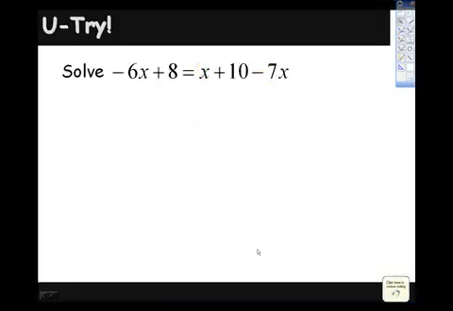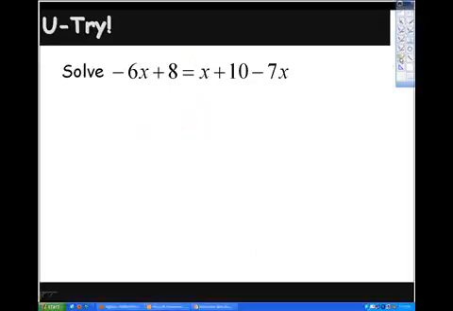Go ahead and try this one. Okay, again we have x's on the same side, so we're just going to combine like terms. Keep the negative 6x plus 8. That equals x minus 7x is also negative 6x plus 10 in this case.